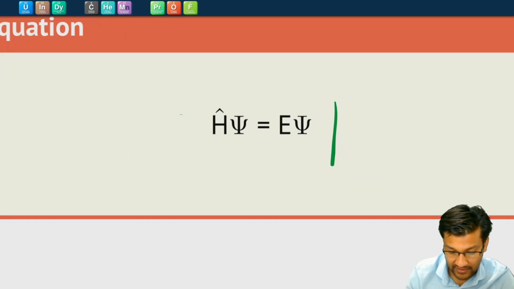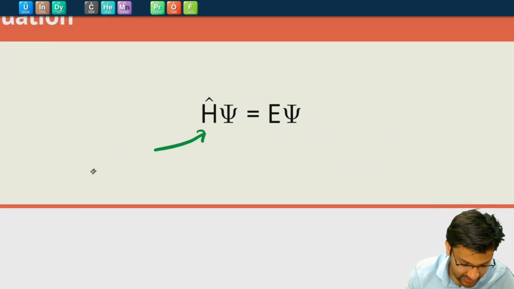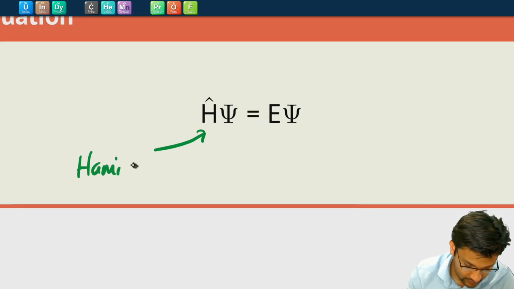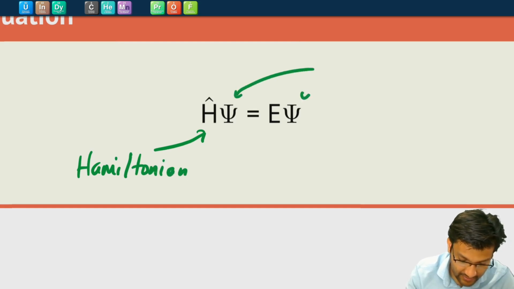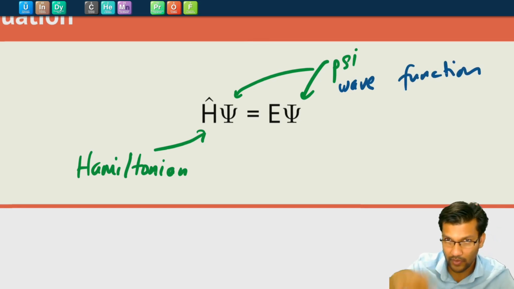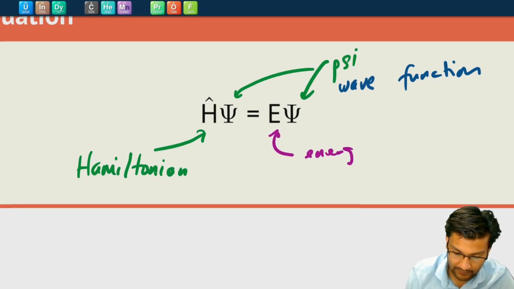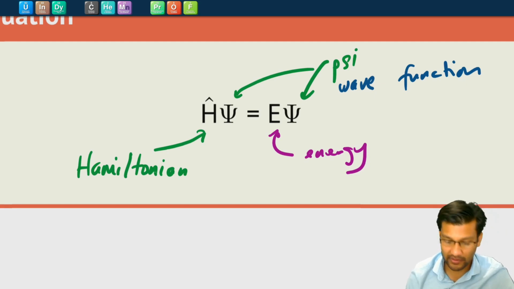This is actually the time-independent Schrodinger equation, if we want to get more technical. But this H guy is just called a Hamiltonian. This psi here, it's a Greek letter psi, represents what we call the wave function. This is a function describing the wave of the electron, and this guy here, that's just the energy. And that's it. That's the Schrodinger equation.